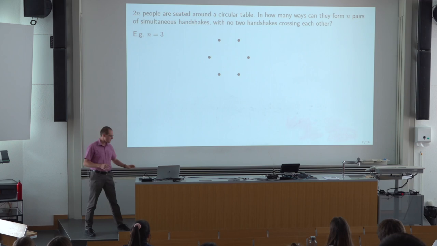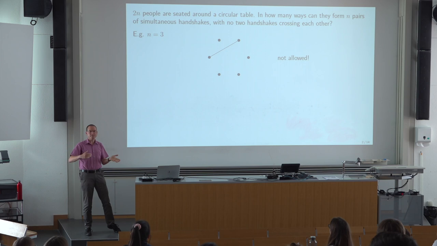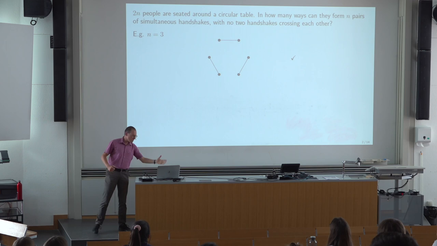Okay? This is not allowed. They cannot cross hands over each other. And this is also not allowed. On either side of a handshake, there should be an even number of people left. That person over there has no one to shake hands with. This is allowed. There are no crossings among the handshakes.